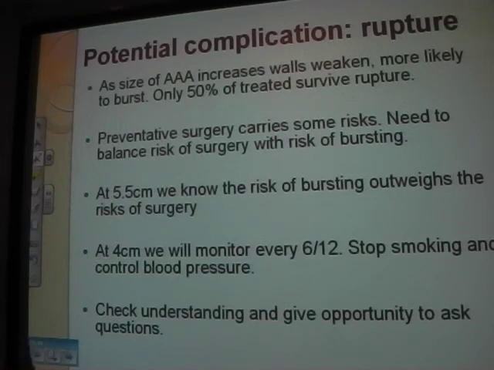Do you know what the risks are? 3 to 5%. 2 to 5% for elective AAA repair. Right, okay. And what's the risk of it bursting? So after 5.5 centimeters, the risk of a AAA bursting is 5% a year. So that's why after 5.5 centimeters they consider going into surgery, because the risk of surgery is less than the risk of it bursting. At 4 centimeters, we'll monitor it every 6 months, and you can stop smoking, that kind of stuff, and obviously check the understanding.